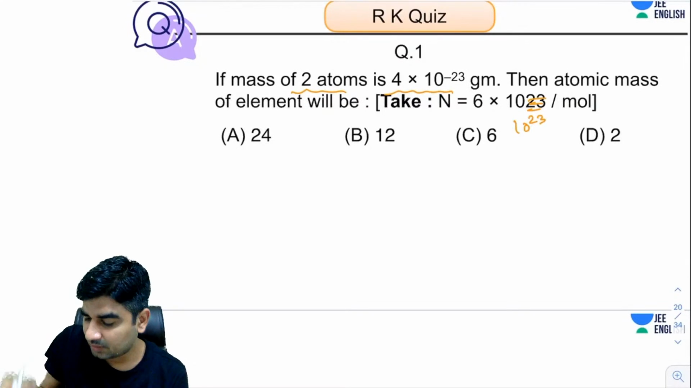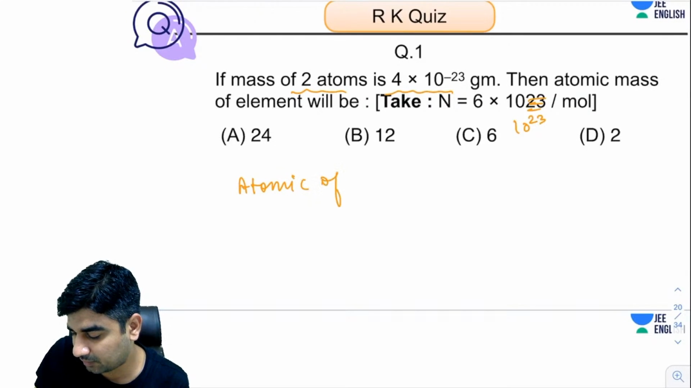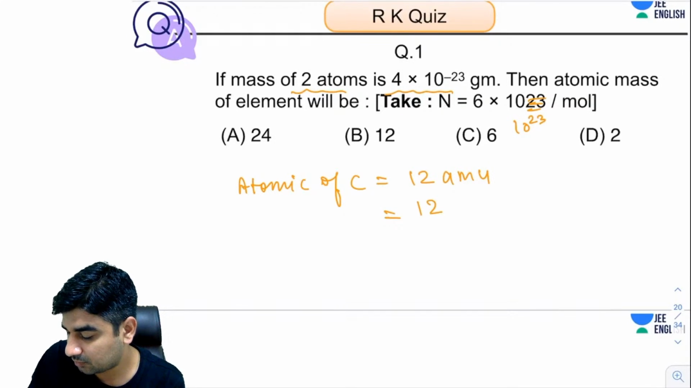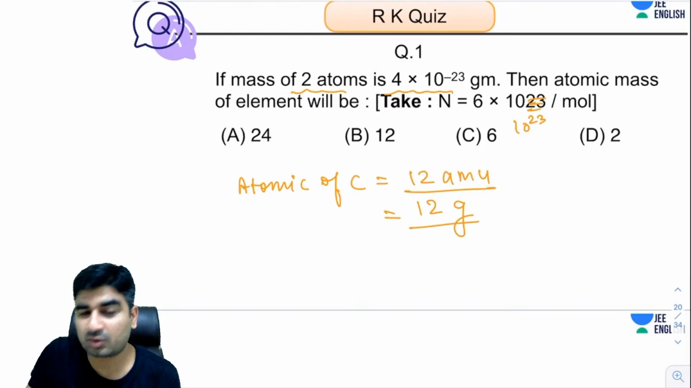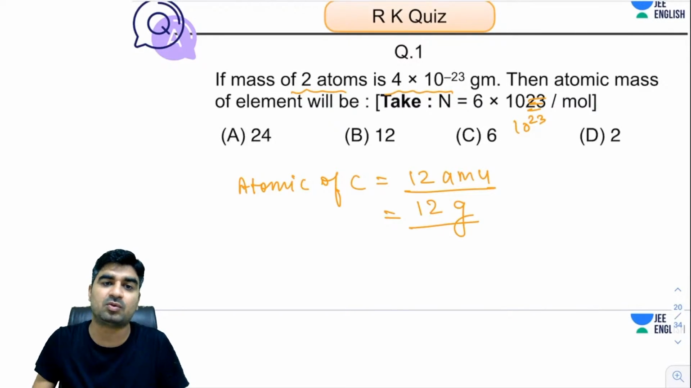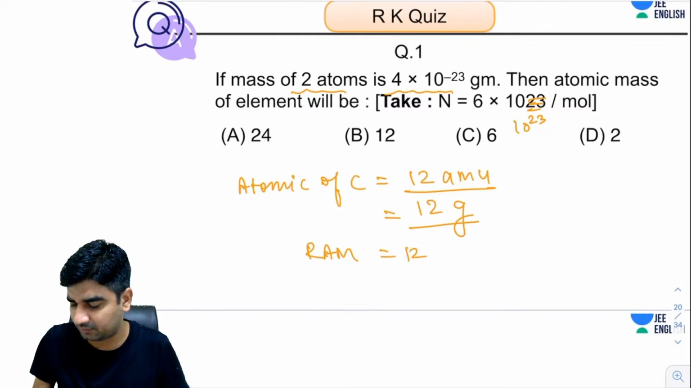So the concept is, suppose I say atomic mass of carbon, you write 12 AMU, and what is mass of 1 mole? You write 12 gram. So either you calculate mass of 1 mole in gram or you calculate mass of one atom in AMU. That will give you atomic mass. Relative atomic mass, I can say 12.